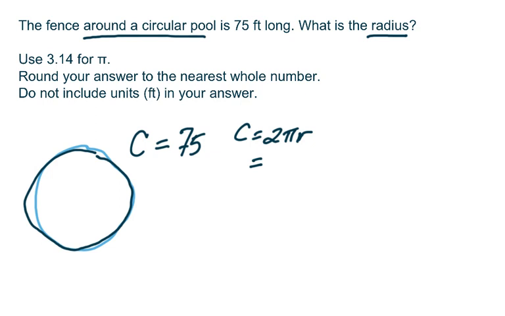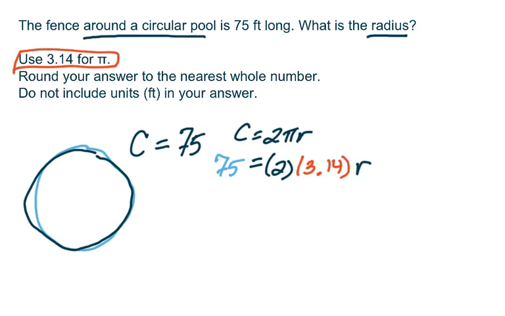So for the circumference, I'll put 75. And then we still have the value of 2. And when I read the question, it says I should use 3.14 for pi. So I'll put that in here. And then I'm still multiplying by the radius.